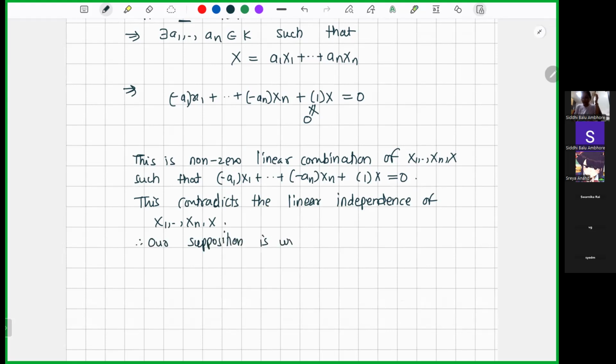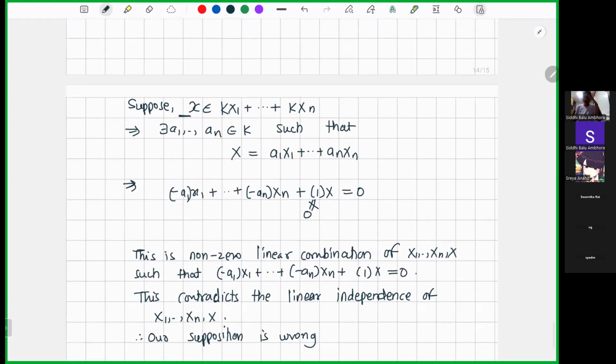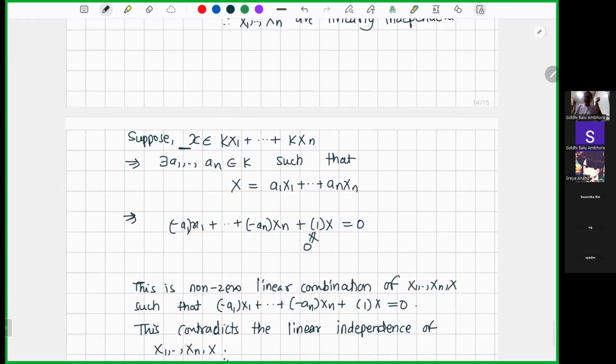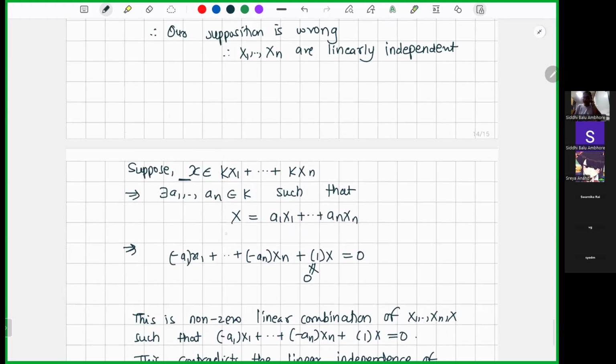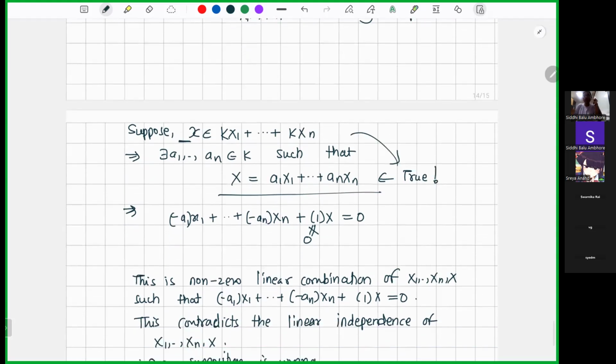Ma'am, why is 1 the coefficient of the last element? Because see, from the given statement, this is there, right? This is true from our assumption. So I'm just shifting everything to the left side. And when I shift everything to the left side, what I want is to declare something is linearly dependent. I want at least one of the ai to be non-zero.